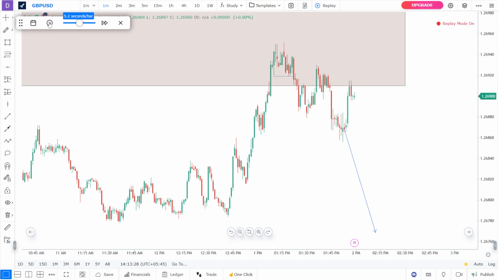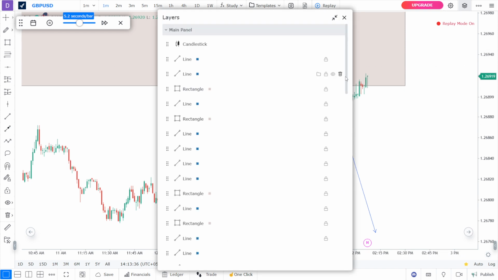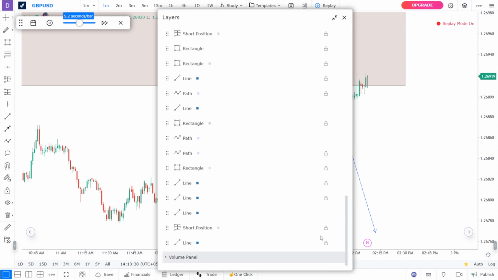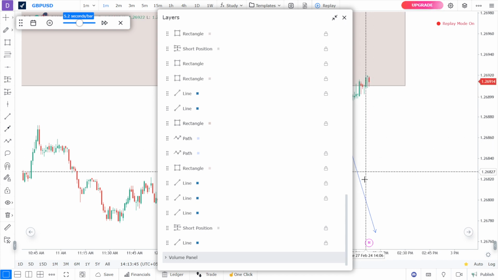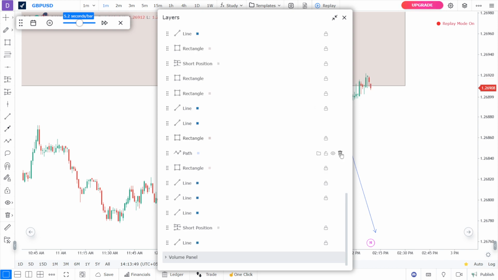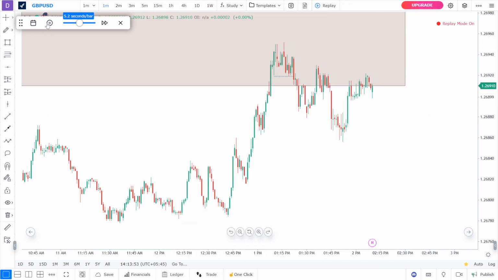Okay, so keep playing the price forward. This region will not be deleted, but I have to delete the price path from here, and from here as well. Okay, deleted. Let me play the price forward. It's taking so much time.